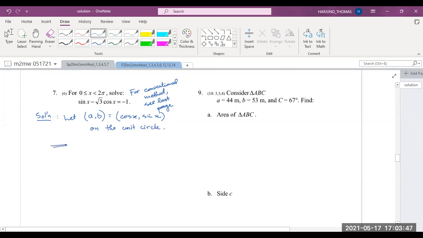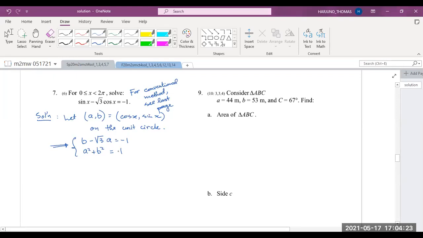So the system of equations I need to solve now is b minus square root of 3a equals -1, and a squared plus b squared equals 1. In the past, I used x and y for the coordinates, but the x is already being used here. I cannot say x comma y equals cosine x, sine x, because then you have two different definitions of x. To make it consistent, I use a comma b as my dummy for x, y.